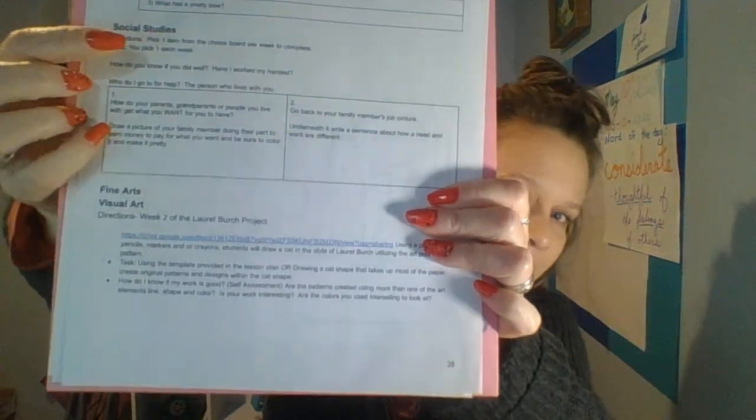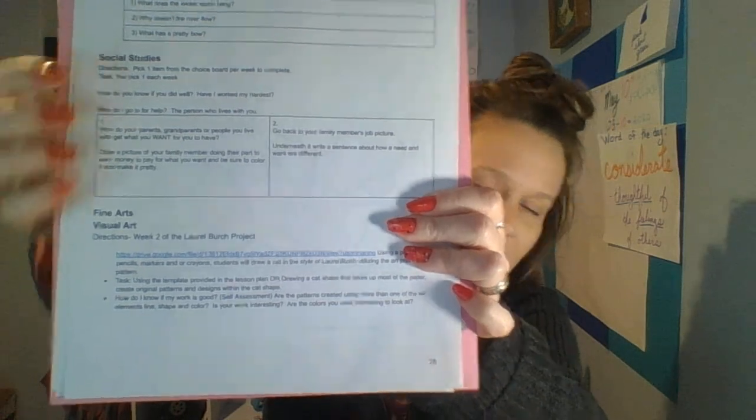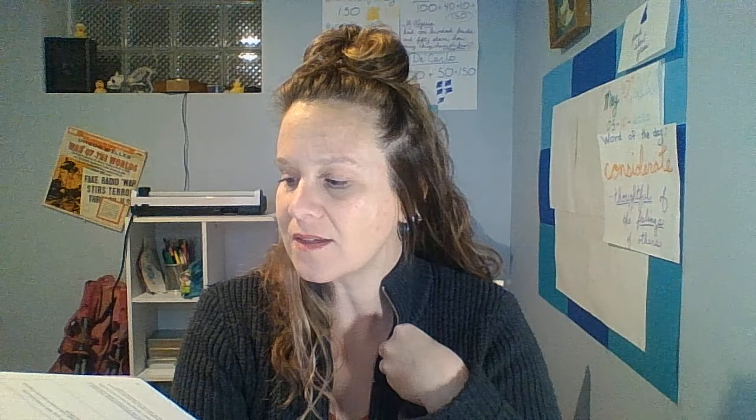When you're finished with your ELA assignment, we will do our social studies here. And last week we were talking about a family member and how they help us to get the things that we want. And hopefully we drew a picture of our family member doing their part to earn money to pay for what you want. And you colored it and made it nice.